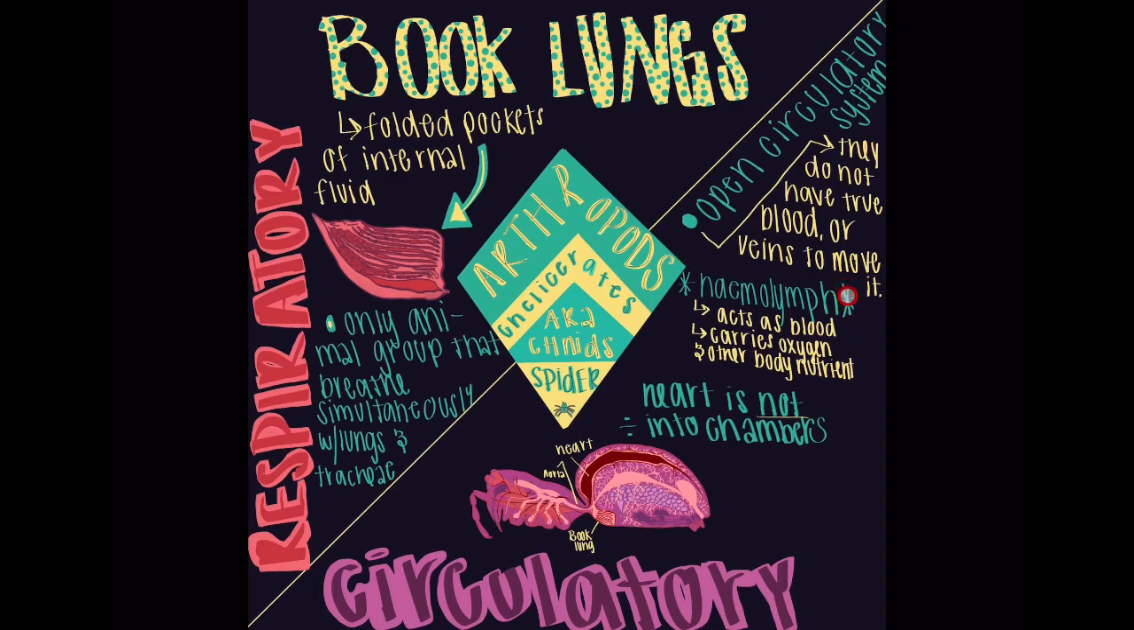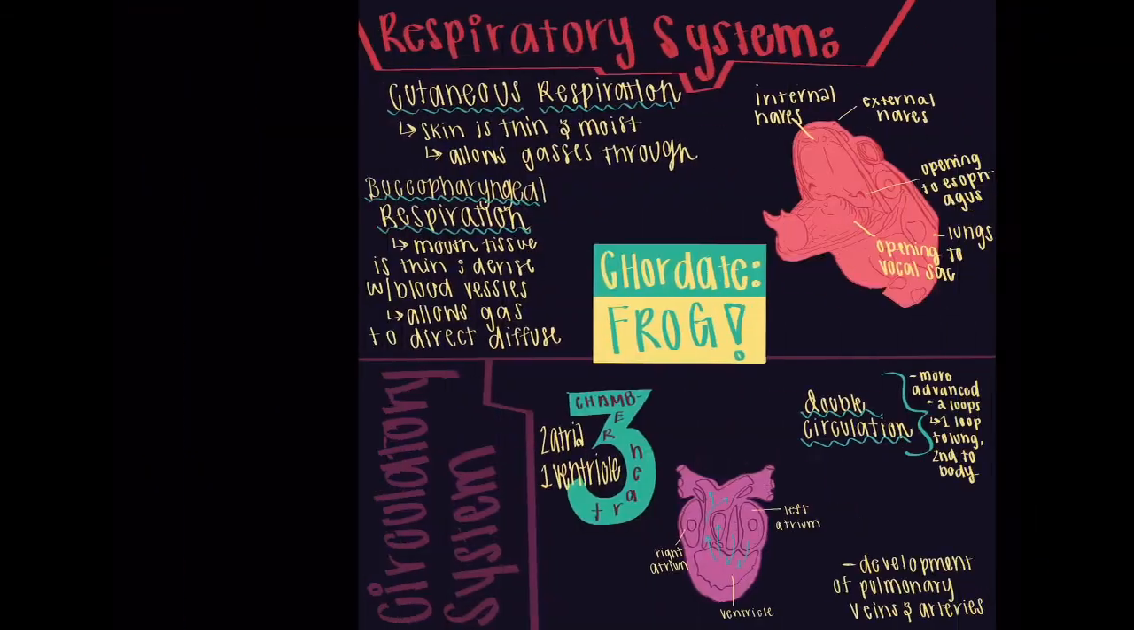However, they do not have true blood or veins to move it. Instead, they have hemolymph, and this acts as blood, carrying oxygen and other nutrients throughout the body. Their heart is not divided into chambers, unlike the mollusk.